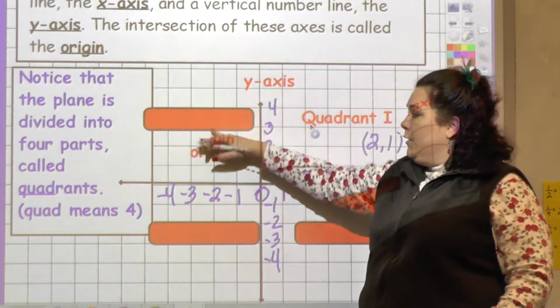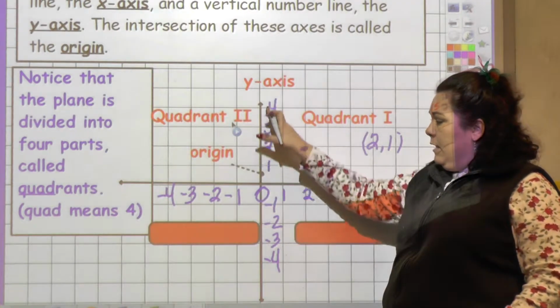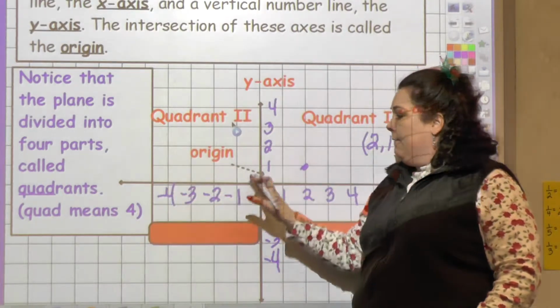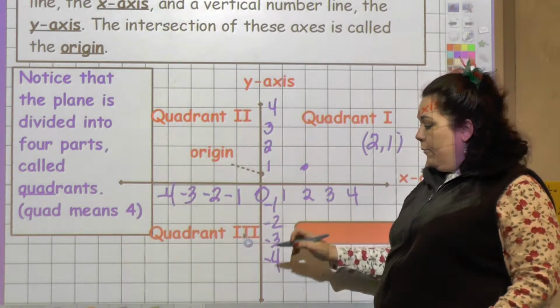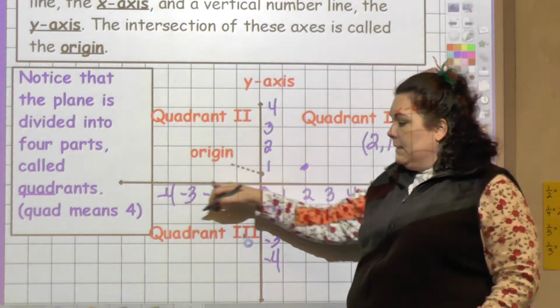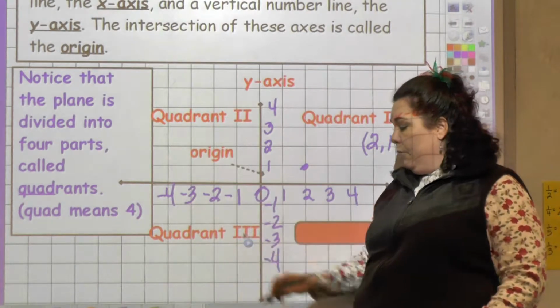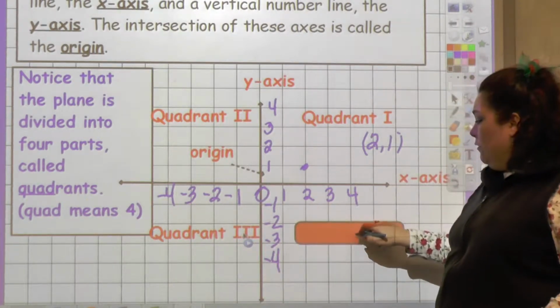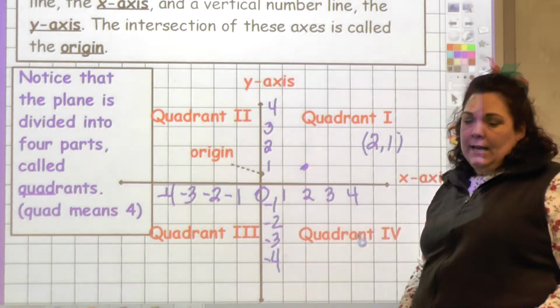So quadrant 1 goes over to quadrant 2, where the x is negative and the y is positive. And then you go to quadrant 3, where your x is negative and your y is negative. So negative, negative for quadrant 3. And then you go to quadrant 4, where your x is positive and your y is negative.